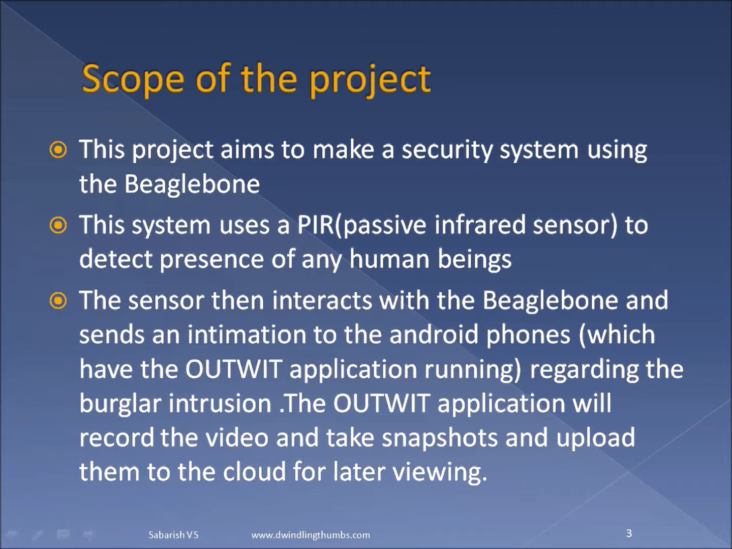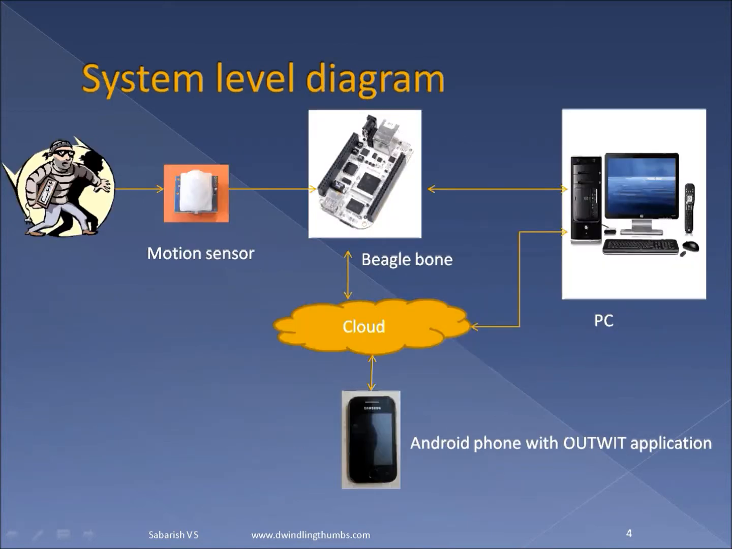I'm going to go in detail on how to set up your Java server, how to configure your BeagleBone, as well as use the Outwit application. This is simply a brief introduction as to how my application is configured. So simply a basic architectural overview. Anyway, let's look at the system level diagram.